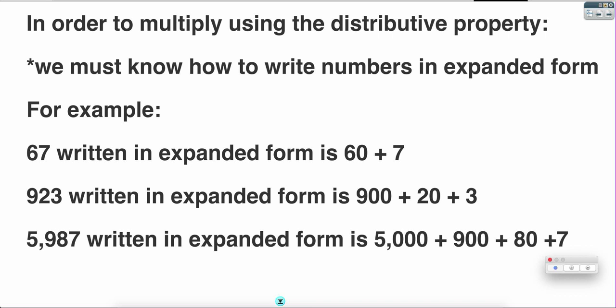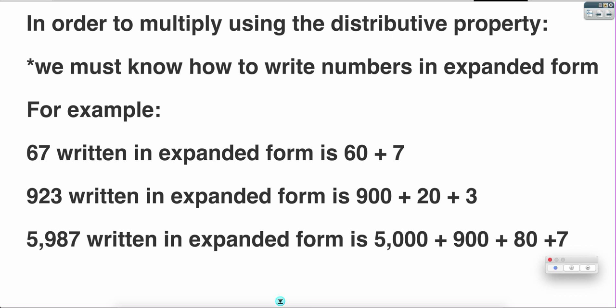In order to multiply using the distributive property, we must know how to write numbers in expanded form. For example, 67 written in expanded form is 60 plus 7. 923 written in expanded form is 900 plus 20 plus 3. 5,987 written in expanded form is 5,000 plus 900 plus 80 plus 7.